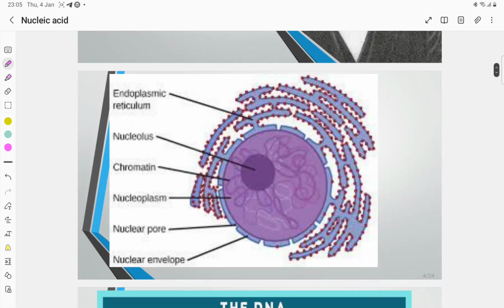Look at the picture here. This is the typical diagram of a cell, and the cell contains the nucleus, nucleoplasm, endoplasmic reticulum, ribosomes, and nuclear pores. The gap in the membrane is the nuclear pore, and the cover is called the nuclear membrane. The genetic material or nucleic acid is present inside the nucleus. Again I repeat, as they were found in the nucleus, they are called nucleic acids.